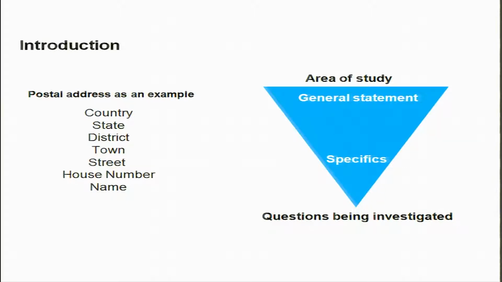So it is the area of the study, then you make a general statement, and then you go to the specifics, and finally you arrive at the questions being investigated. So it should be focused exactly the same way I said. If you are looking at a Google map, first the country, then the state, then the district, then the town, street, house number, name, like the postal address. It's easy for you to locate or put in your map where that particular house is.